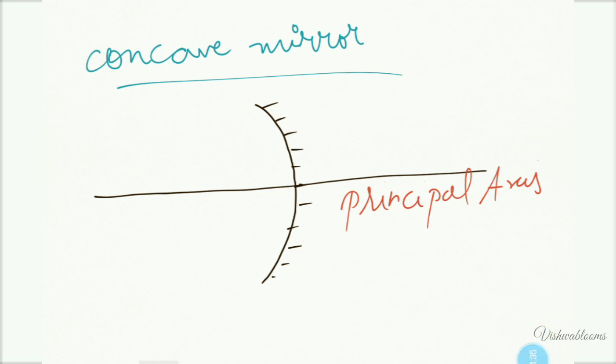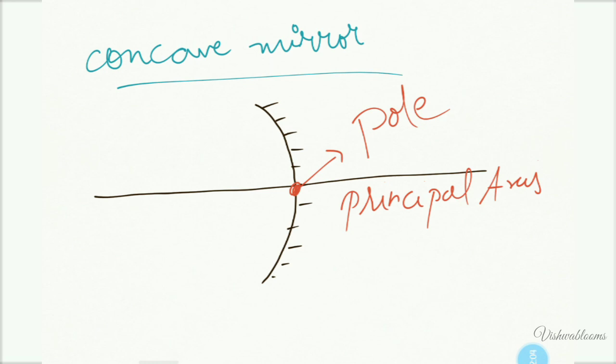The second and foremost thing is the point where the mirror and the principal axis meet. The point where these two meet is called the pole. What is it called? Pole. This is also important. The point where both the mirror and the principal axis meet is called the pole, and it is exactly in the middle of the mirror.